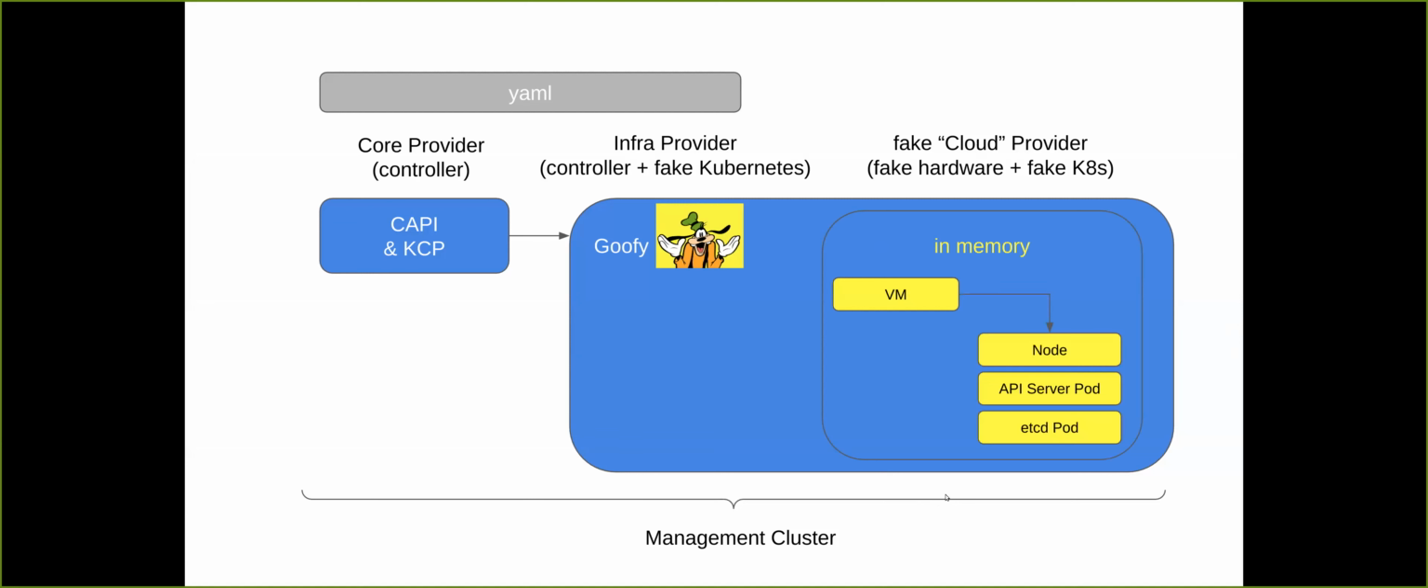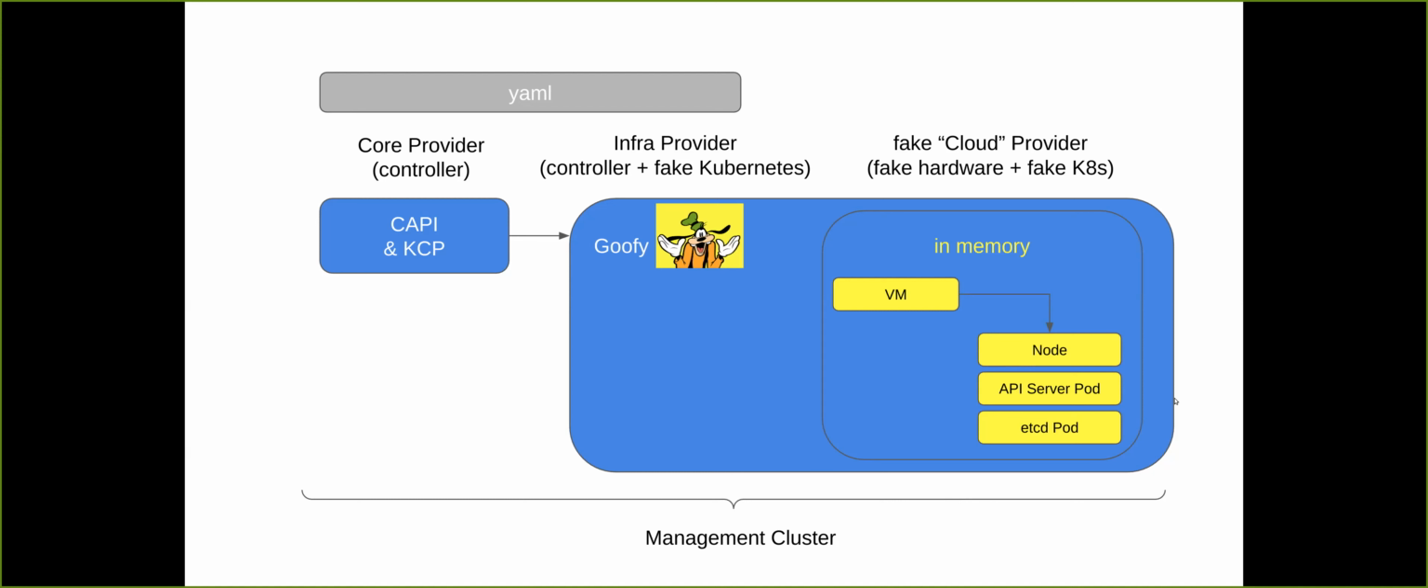And second click. Since this VM is expected to host a Kubernetes cluster, we are going to also create the resources that kubeadm usually creates in the Kubernetes cluster. So we are going to create the node, an API server pod, and an etcd pod. All of these will be in memory inside the new provider, which has been called Goofy for now.